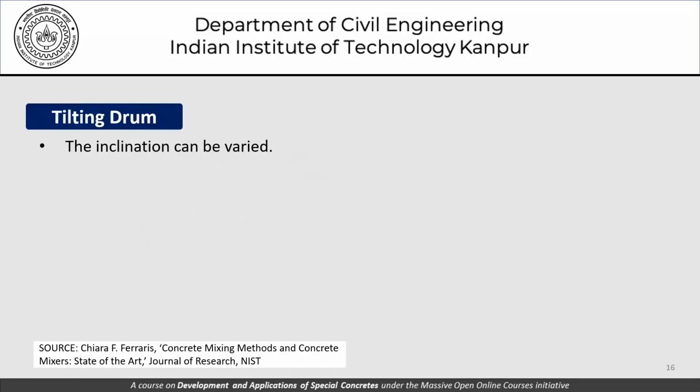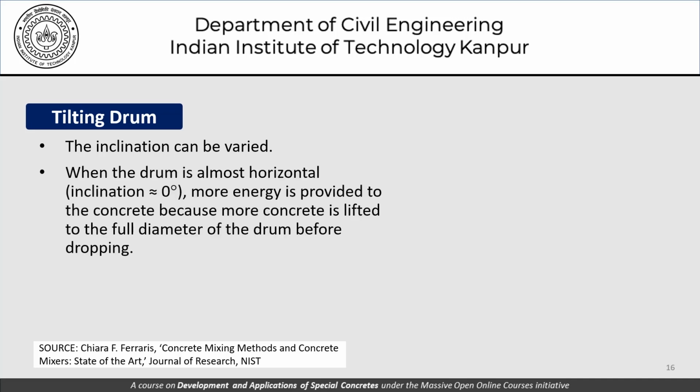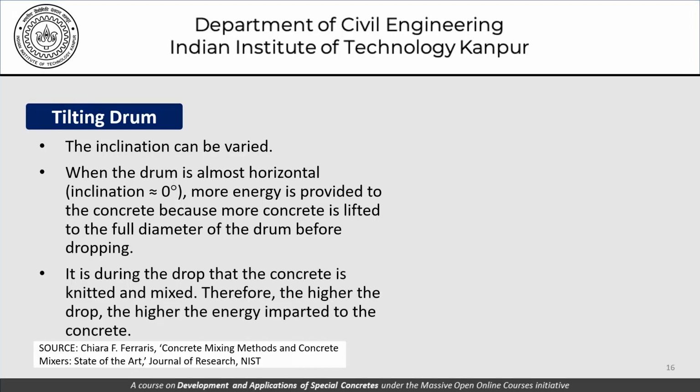Coming to the tilting drum, the angle of inclination can be varied, and when the drum is almost horizontal, that is having no inclination, 0 degrees, more energy is provided to the concrete because more concrete is lifted to the full diameter of the drum before dropping, and it's during the drop that the concrete is actually knitted and mixed. Therefore, the higher the drop, the higher the energy imparted to the concrete.